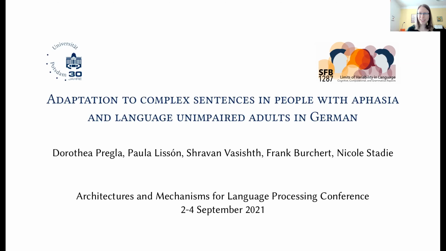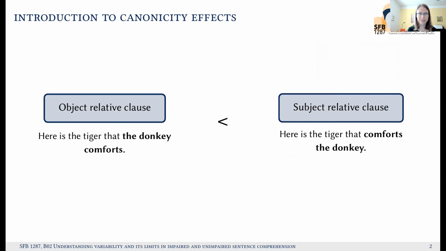Thank you. Okay, so this talk will be about sentence comprehension in people with aphasia. Aphasia is a language impairment due to a brain disorder. A typical example for a complex sentence is an object relative clause, such as, here is the tiger that the donkey comforts. Such a sentence is often more difficult to process than a subject relative clause, such as, here is the tiger that comforts the donkey.